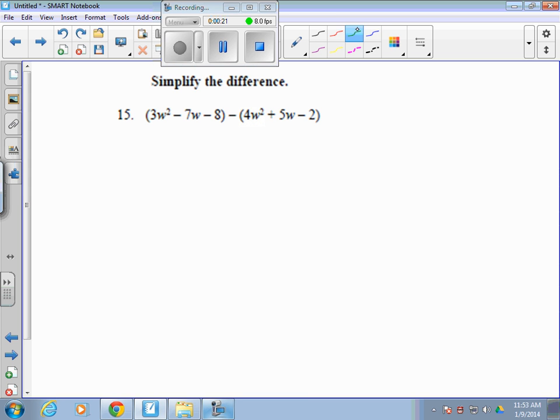So you want to subtract the like exponents, 3w squared minus 4w squared. That gives you negative 1w squared. Negative 7w minus 5w, that's negative 2w. And then negative 8 minus a negative. Minus a negative means plus 2. So negative 8 plus 2 is negative 6.